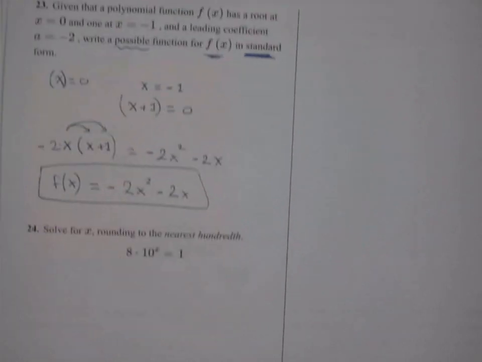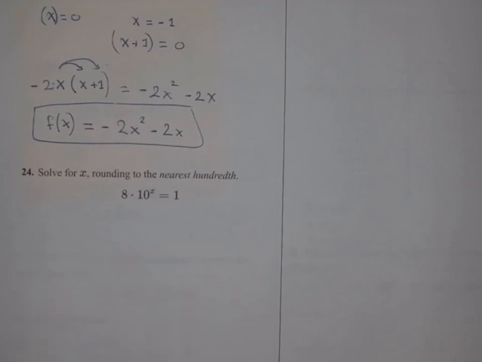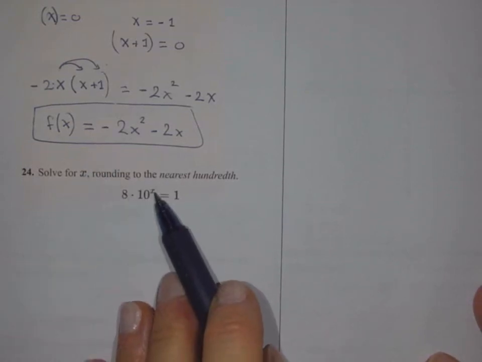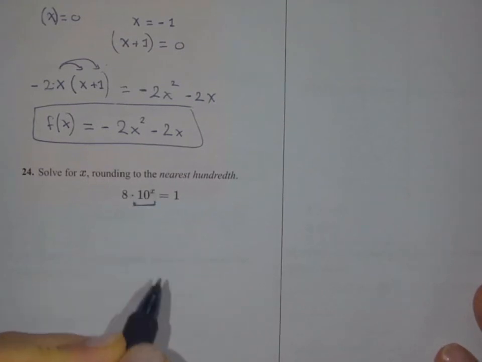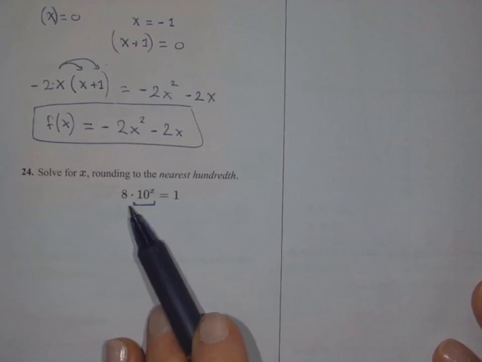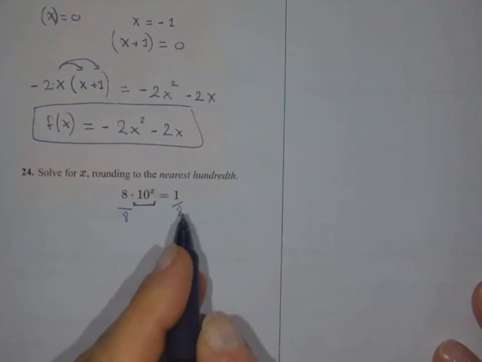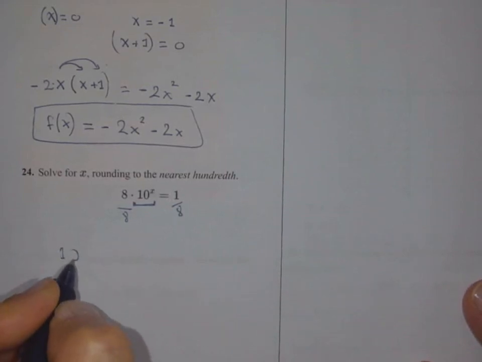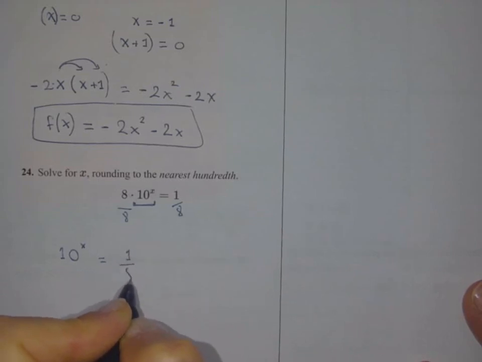Okay? We're switching gears now. We're going to exponential functions and equations, actually. When you have a variable in the exponent, you need to make sure you isolate that first before you try to do anything else. So we have a times 8 here. We're going to divide by 8. Don't try to switch that to a decimal yet. Just leave it as a fraction. So 10 to the x is equal to 1 over 8.